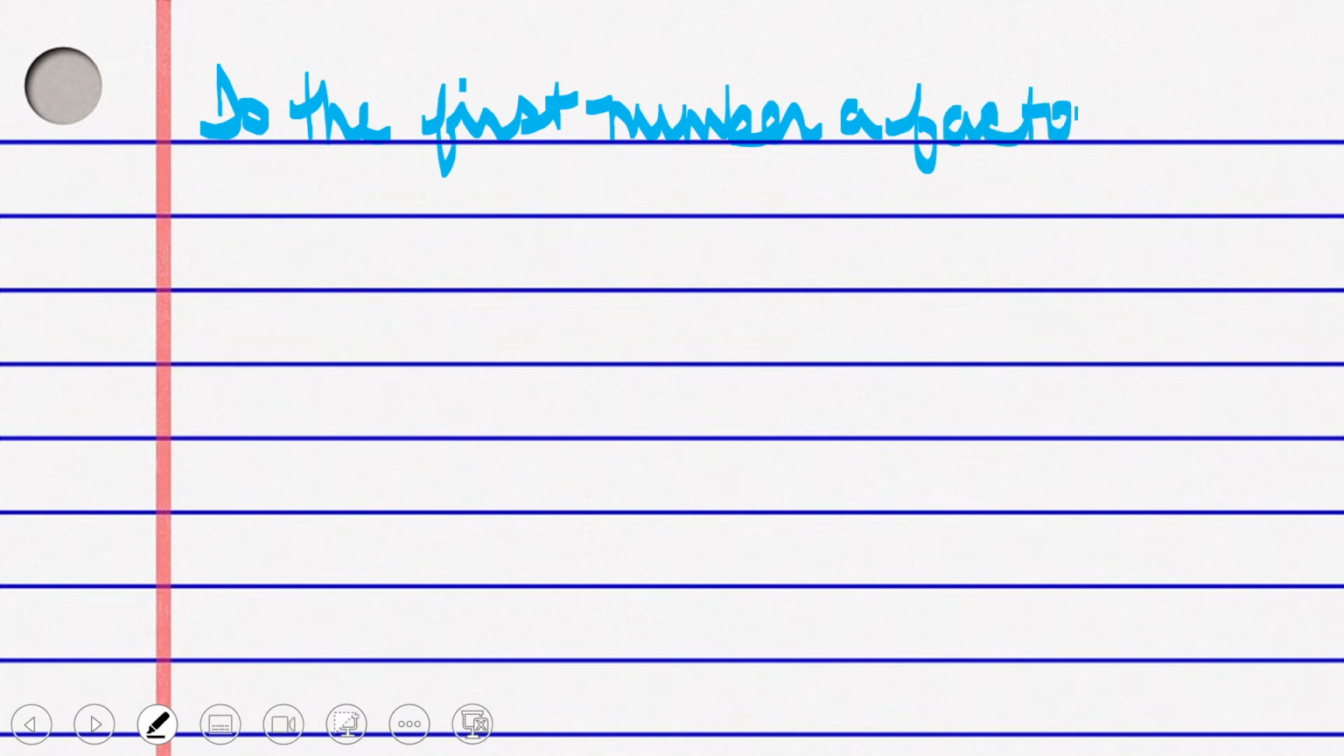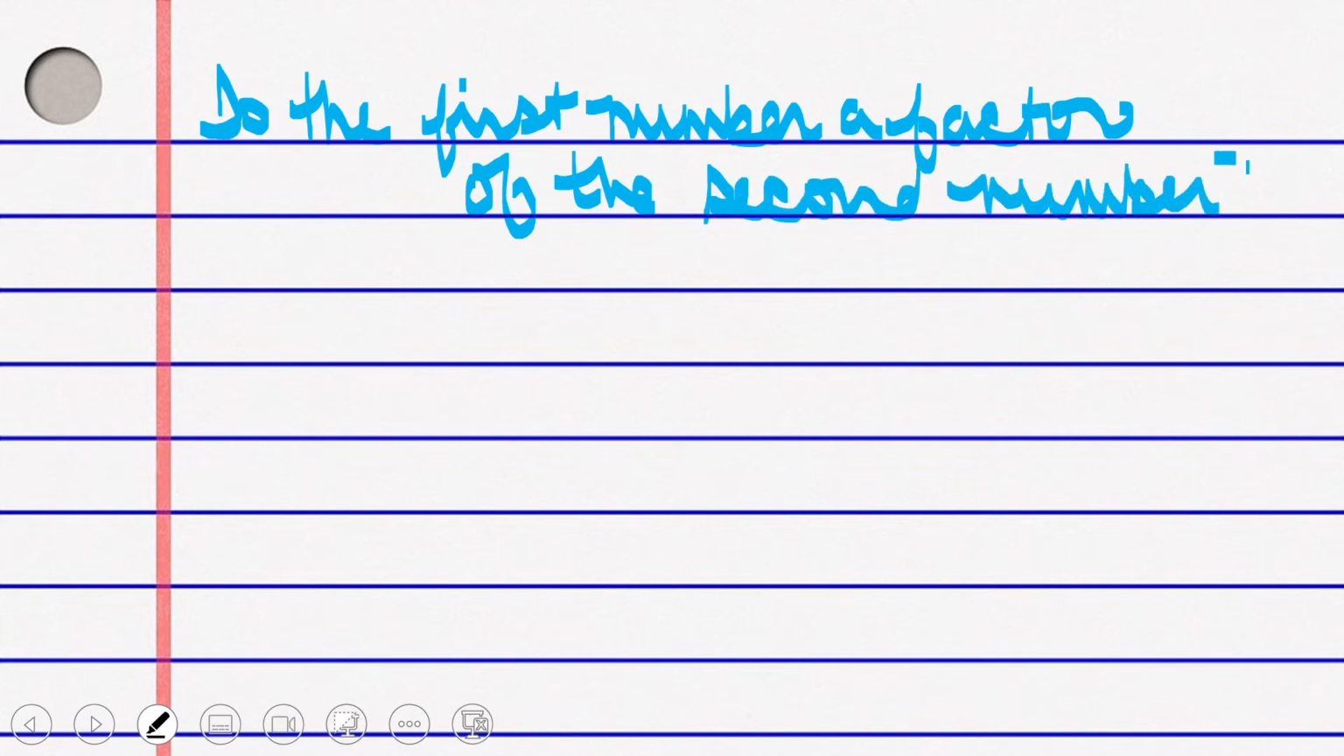Okay, if we're asked, is the first number a factor of the second number, you're given something like this, 8 and 142. You're just dividing and looking for a 0 remainder. So do that. 142 divided by 8. Okay. 8 into 1, no. 8 into 14, yes. One time.